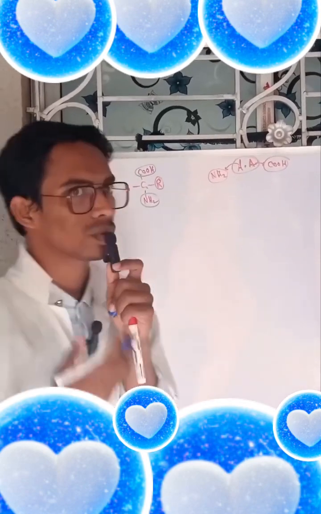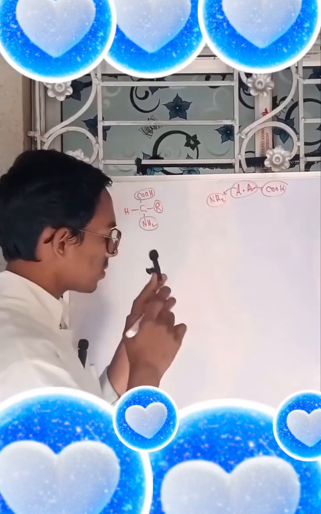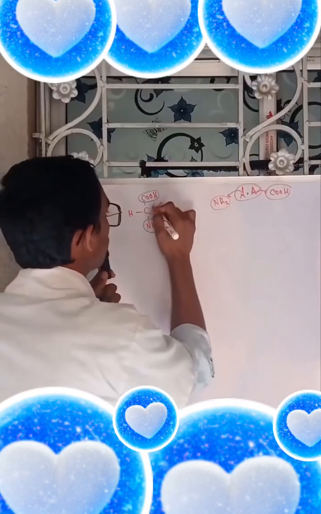The most commonly found amino acid is the alpha amino acid. This is the alpha amino acid. We all know this.